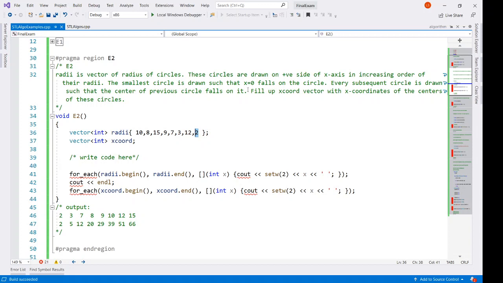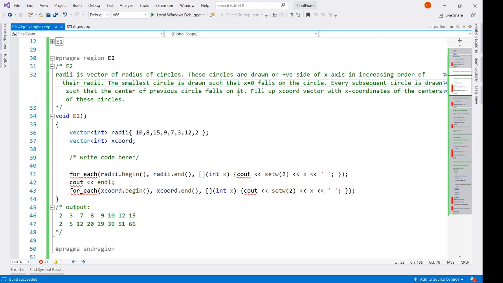So that means what will be the x coordinate of the center of the circle? 2, because the radius is 2, and if we draw it at x equals 2, x equals 0 will fall on the circle, right? Every subsequent circle is drawn such that the center of the previous circle falls on it.